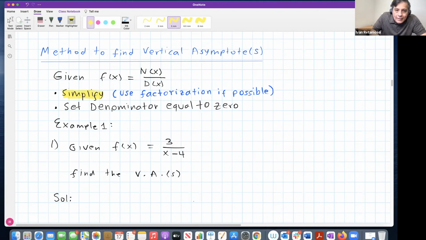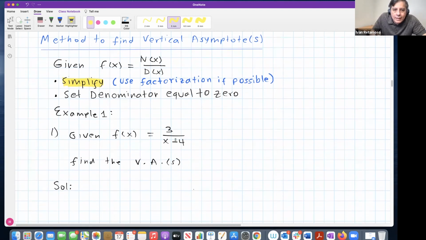Second step, set denominator equal to 0. Remember, the problem with these rational functions is the denominator. At all costs, we have to avoid the denominator being equal to 0. So this is the justification of the second step. Set denominator equal to 0. From there, you will be able to see your vertical asymptote. Let me show you how.